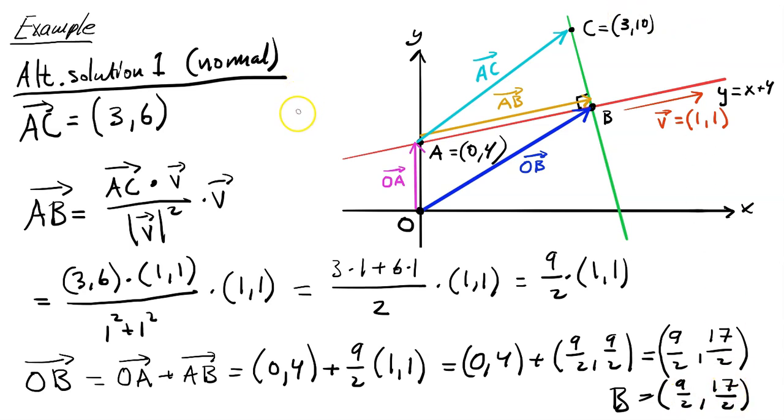So now we have seen how you can solve for B using either the normal, or, I forgot to change the number here, this was alternative number 2 we did, and it's not the normal, but the vector projection. So you can use any of these two.